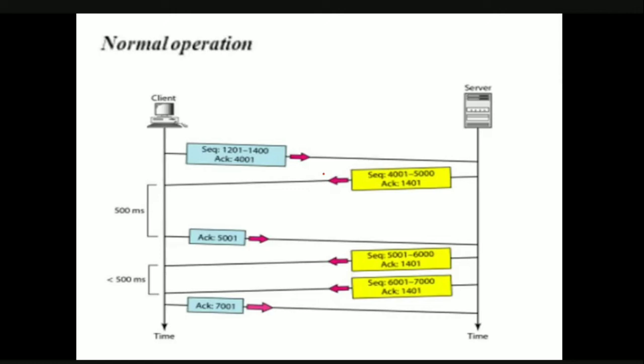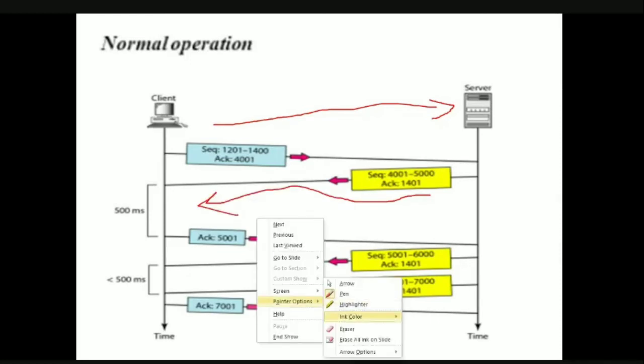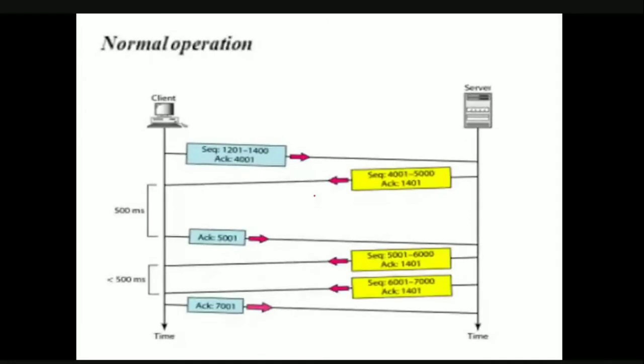Now coming to the normal operation, if you see here, the data transfer is bidirectional. That is, information flows from client to server and also from server to client. So remember this point. Now, in this figure, the client TCP is going to send one segment. This segment is sent with the sequence number 1201 to 1400, and it is sending acknowledgement 4001.